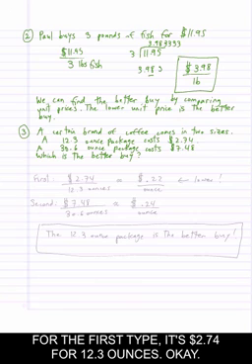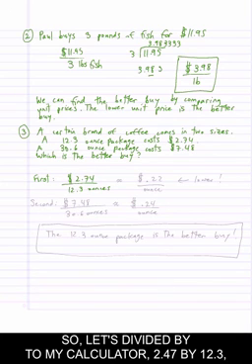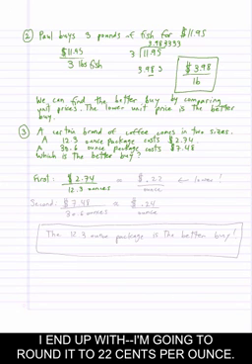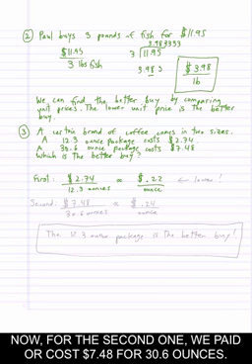Alright, well, let's take a look. For the first type, it's $2.74 for 12.3 ounces. Notice that I put the dollars on top. So if I divide on my calculator 2.74 by 12.3, I end up with, I'm going to round it to 22 cents per ounce. So it rounds to about 22 cents per ounce.